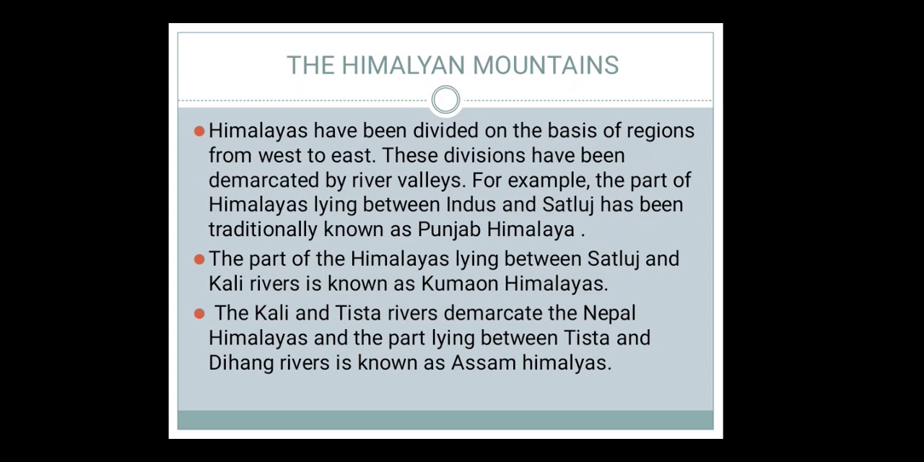So we can say that on the basis of region, if we divide the Himalayas from west to east on the basis of river valleys, then it has Punjab Himalaya, Kumaon Himalaya, Nepal Himalaya and Assam Himalaya. It is lying between river valleys.